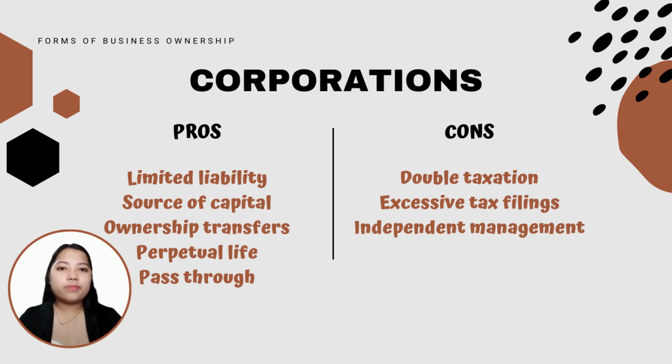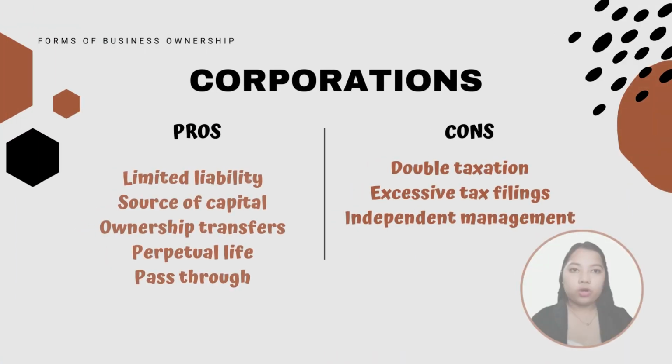Fourth is the perpetual life. It means that there is no limit to the life of a corporation, since ownership of it can pass through many generations of investors. Lastly is the pass-through. As mentioned earlier, if the corporation is structured as an S corporation, profits and losses are passed through to the shareholders, so that the corporation does not pay income taxes.